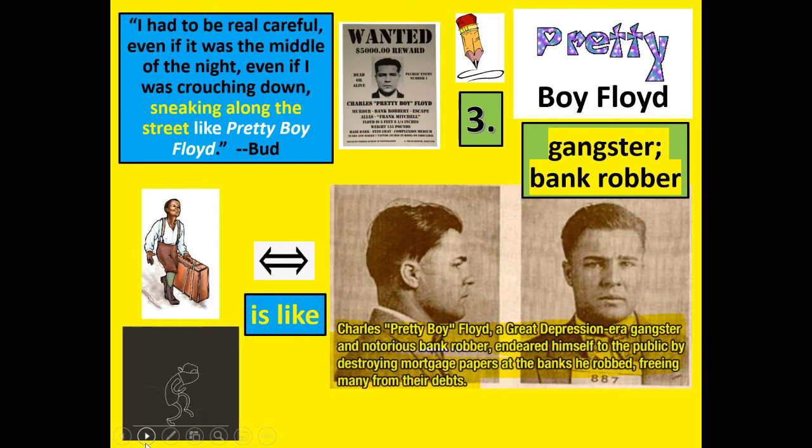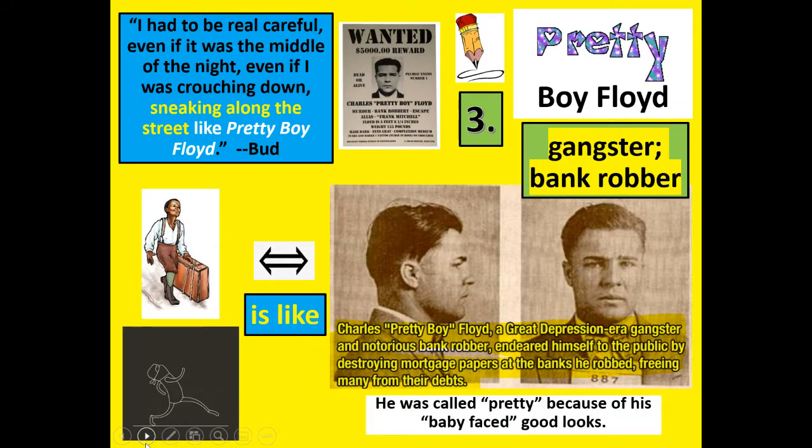Charles Pretty Boy Floyd, a Great Depression era gangster and notorious bank robber, endeared himself to the public by destroying mortgage papers at the banks he robbed, freeing many from their debts. He was called Pretty because of his baby face good looks.